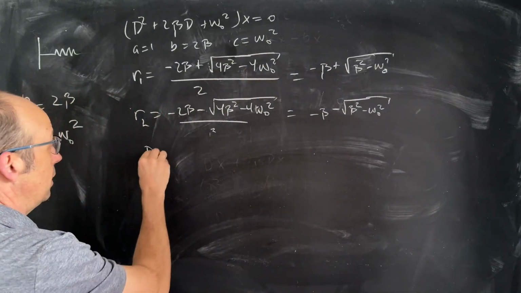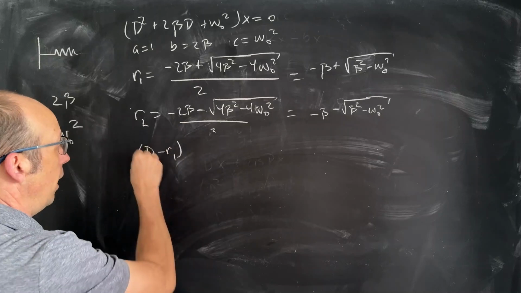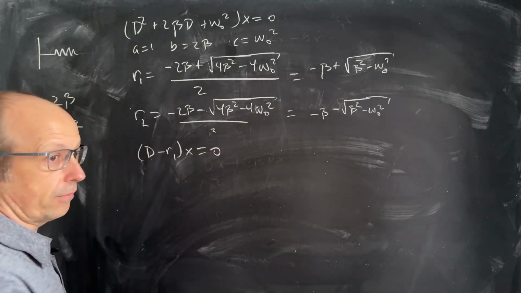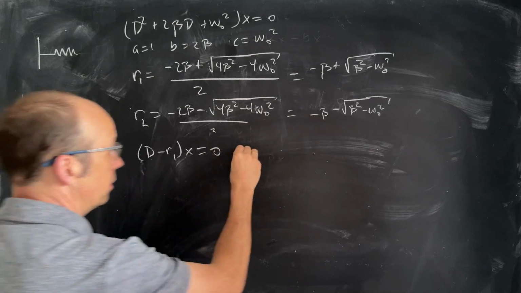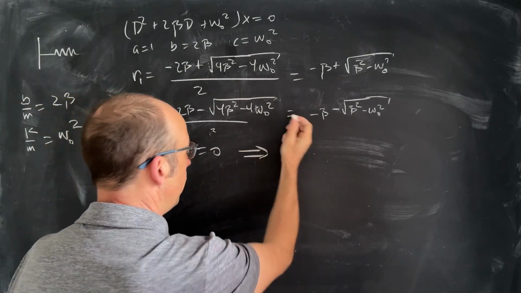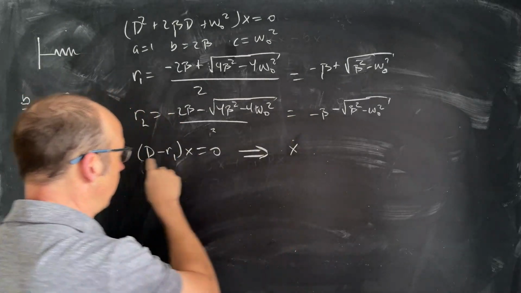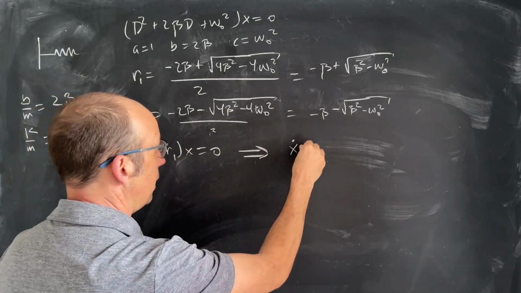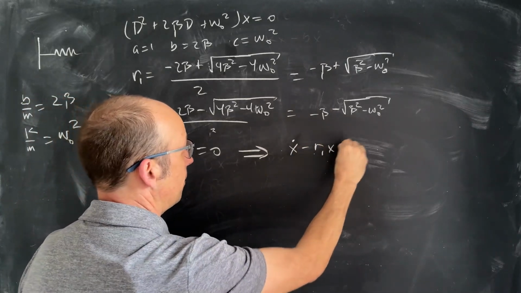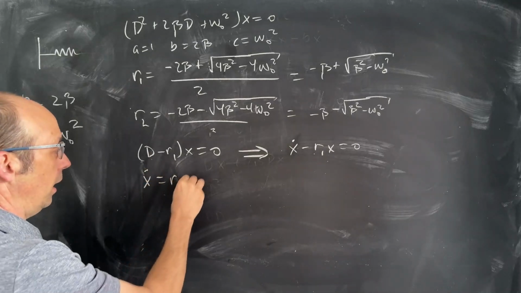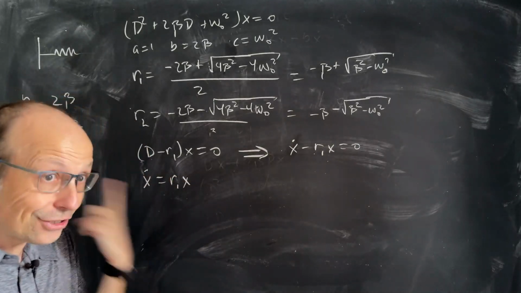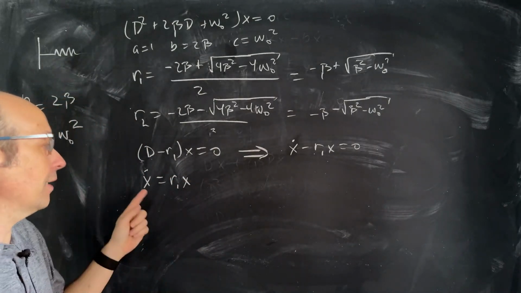I want to say D minus R1 operated on x is equal to 0. Well, that's the derivative with respect to time. So this is actually just the derivative with respect to time, which would be x dot, right, because I'm operating it on x. So x dot minus R1 x is 0, or x dot equals R1 x. Now that I can solve. That is so easy that I can solve it, right?